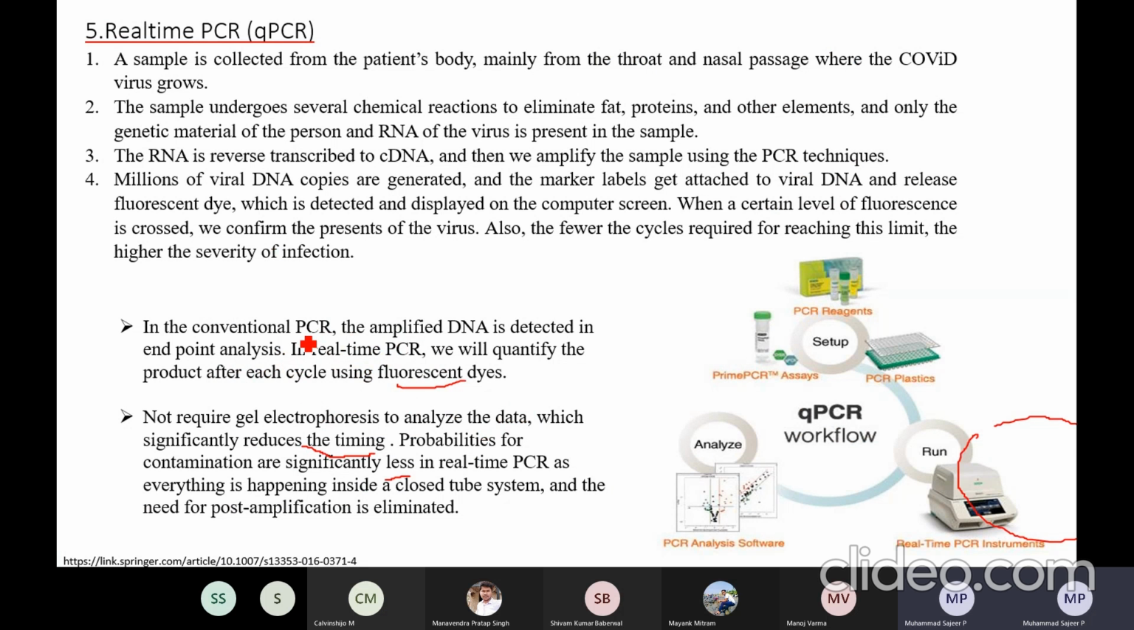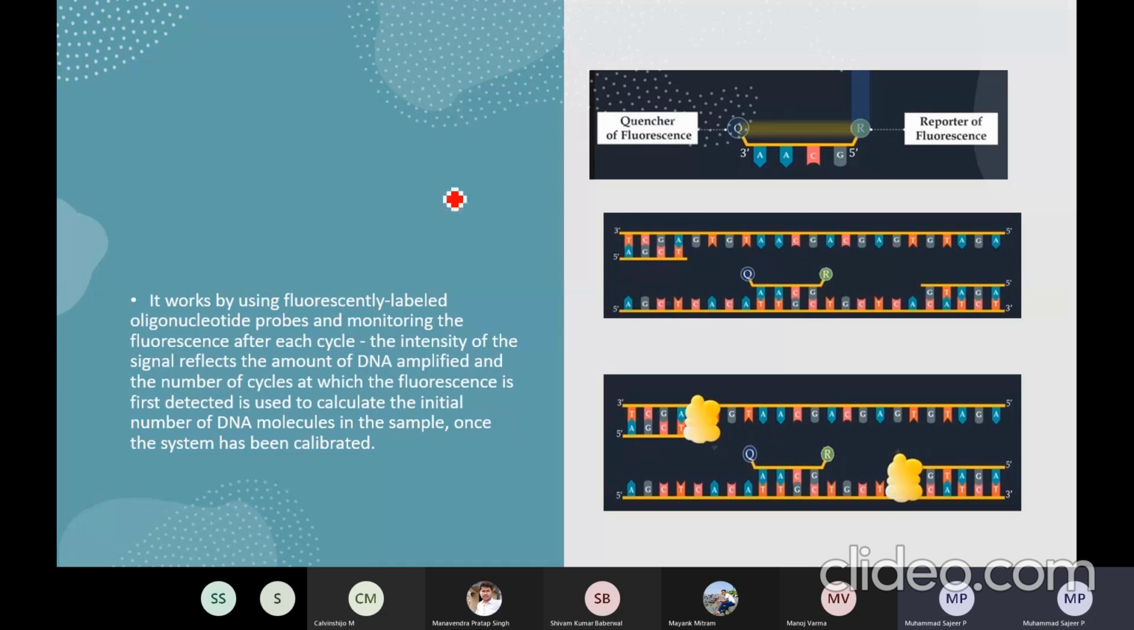So let me tell you how these fluorescent dyes work. I think Mayank has already mentioned this, but I will also mention it anyway. This primer we have will have a reporter of fluorescence here and a quencher of fluorescence. These dots are just from the slide design and not related to this. And they will start emitting fluorescence. There will be some fluorescence coming out.